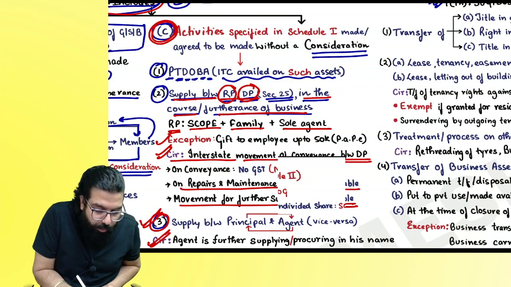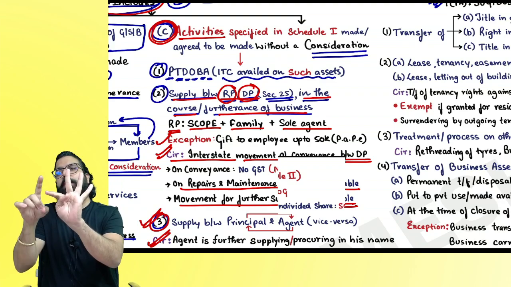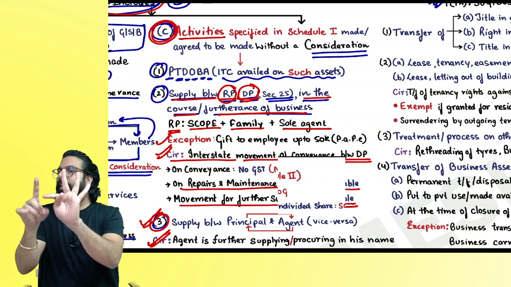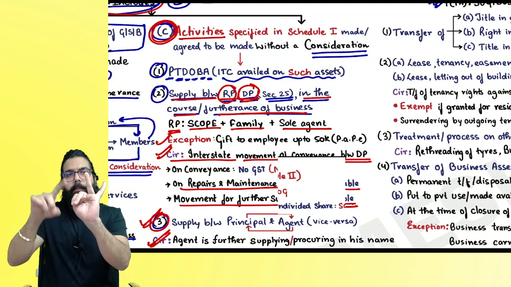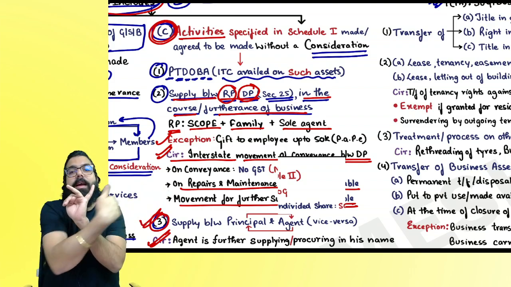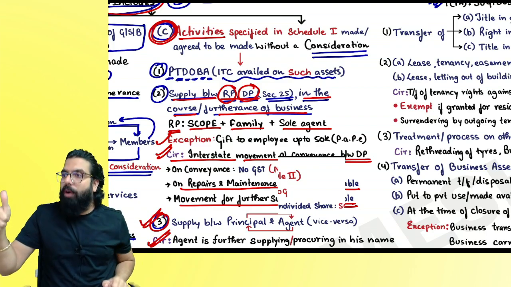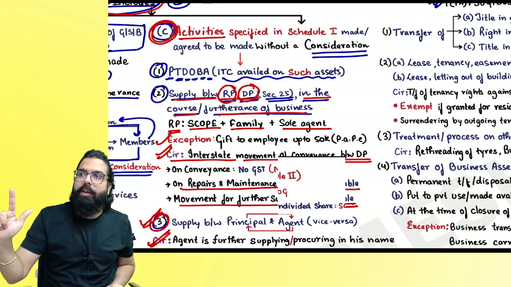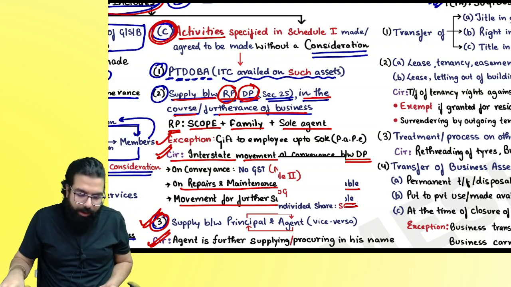Now, the next one over here is Schedule 1. Schedule 1, first paragraph: permanent transfer of business asset on which ITC was availed. Second one, supply between related person or distinct person. Third one, supply between principal and agent. Who is issuing the invoice for the further supply? Agent. And the last one is importation of service from related person or own establishment for business without consideration.